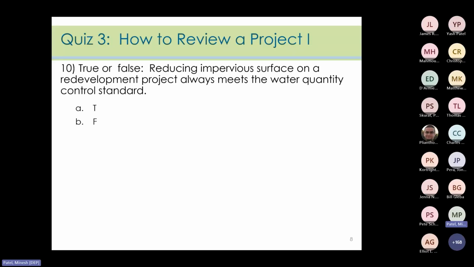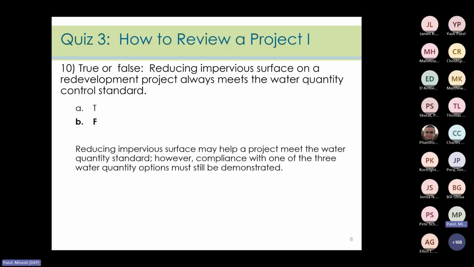Question 10, true or false? Reducing impervious surface on a redevelopment project always meets the water quantity control standard. And the answer here is B, false. So reducing impervious surface can help meet the quantity standard, but you would still need to be compliant with one of the 3 water quantity options. You would still have to demonstrate you meet the standard.